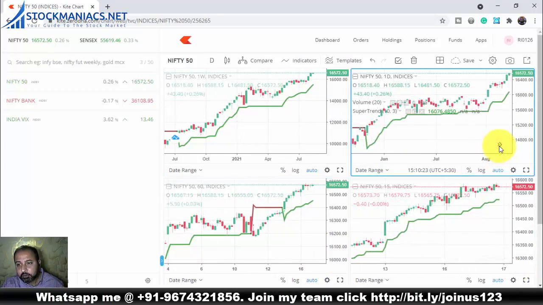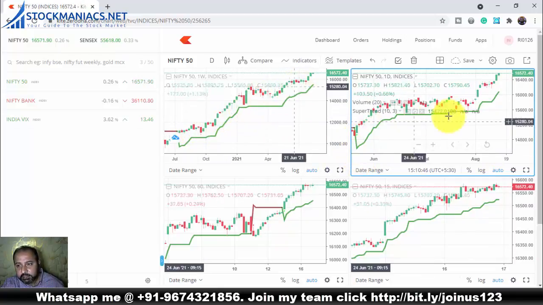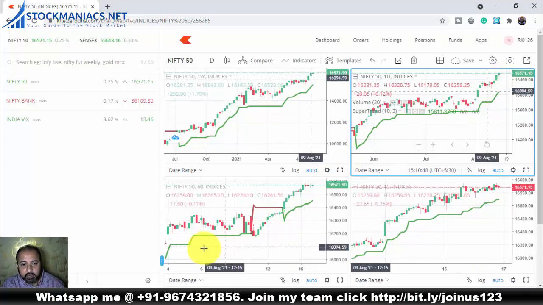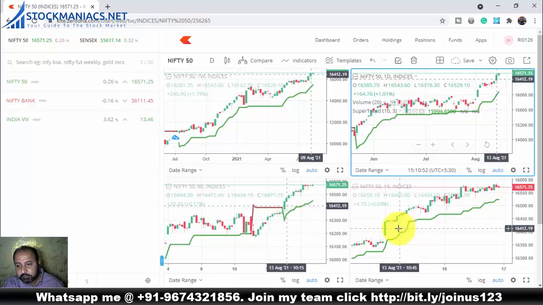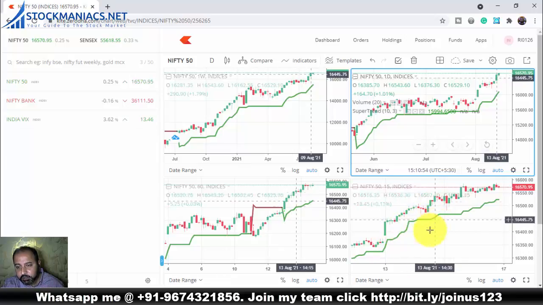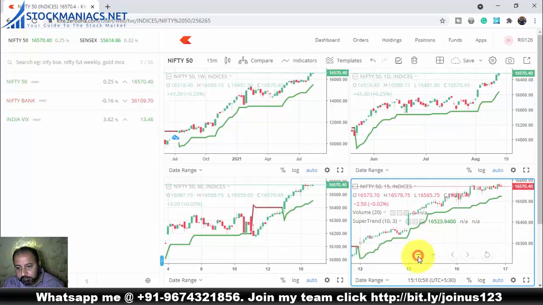Let us go to the end of all the 4 charts. So the weekly time frame chart is on the buy mode, the daily time frame chart is on the buy mode, the hourly time frame chart is on the buy mode, and the 15 minutes time frame chart is on the buy mode. So now you can see all the buy signals are making money.